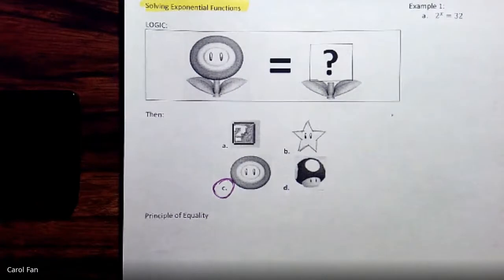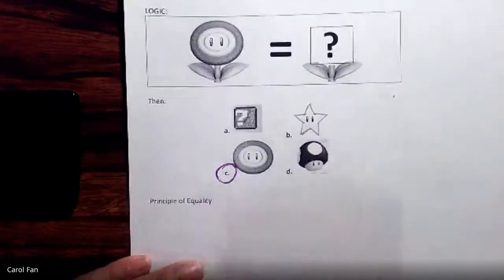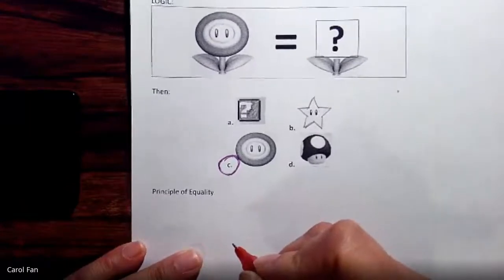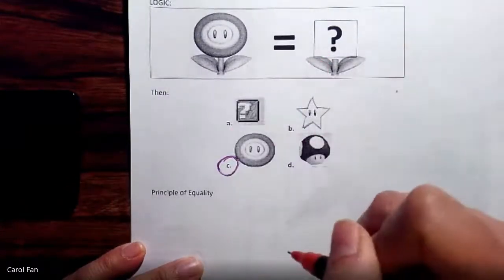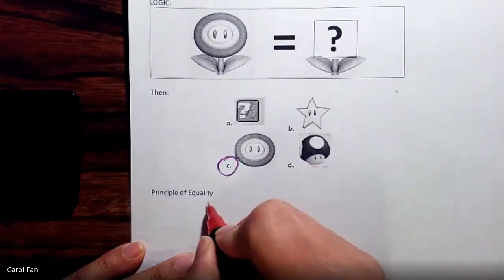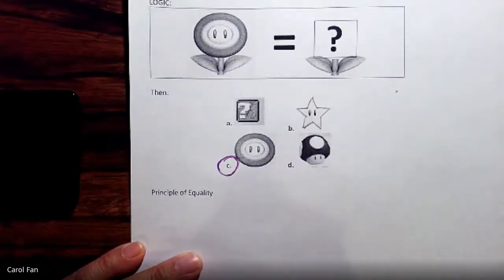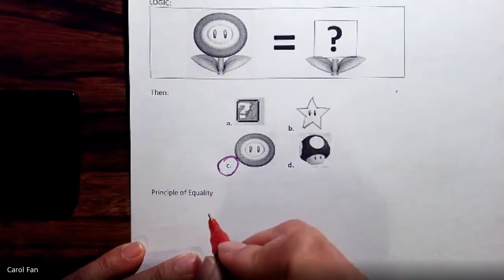Now, what you've just proven to me is the principle of equality. Principle of equality states that if I have two objects that are the same, that means every part of the object is going to be the same. So let me extend this to powers as well.